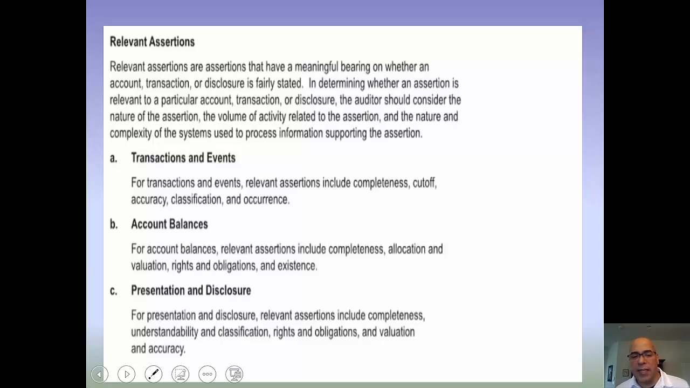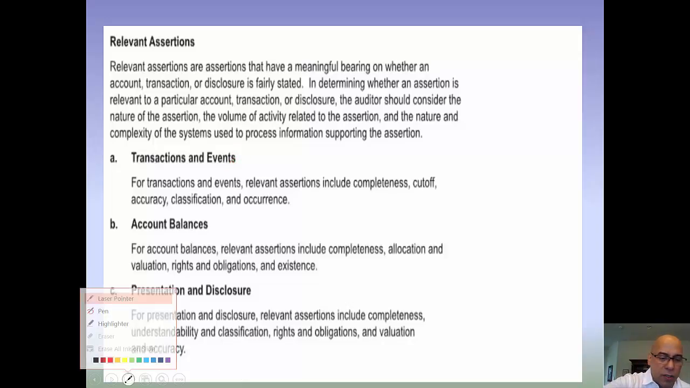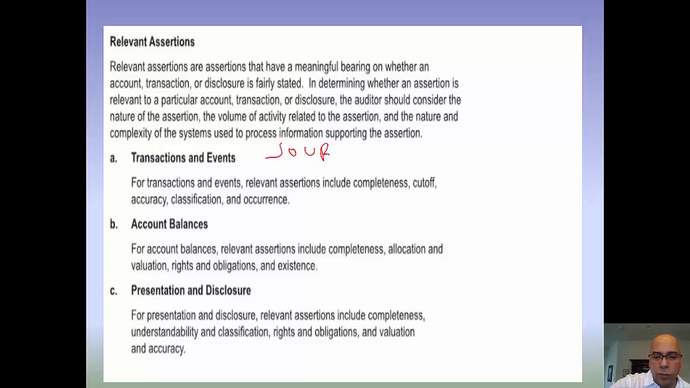And remember, we said last time that our assertions fall in 3 categories. We have our transactions and events, and if we're talking about transactions and events, we are pretty much talking about our journals for the current year. Okay, those are our journals, and that's going to be current year.